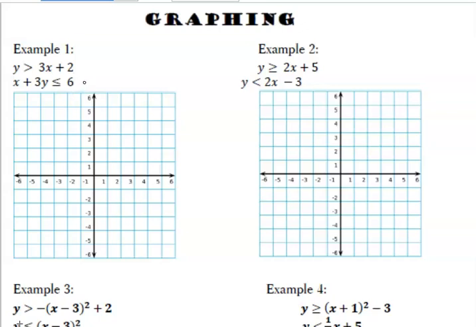The first thing you want to do is make sure everything has the y equals form. So y needs to be by itself. To do that for this one, we can subtract x from each side and divide by 3. So you still have y is greater than 3x plus 2. And then we have y is less than or equal to negative 1/3 x plus 2.